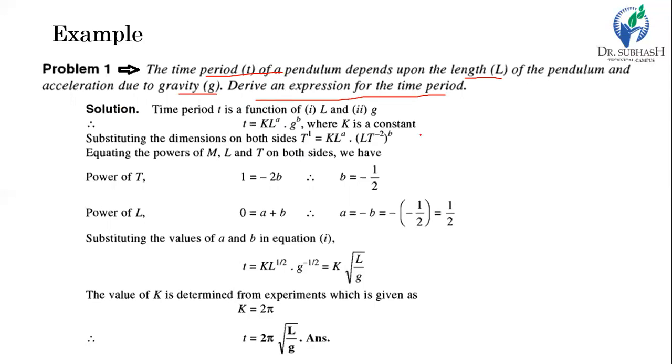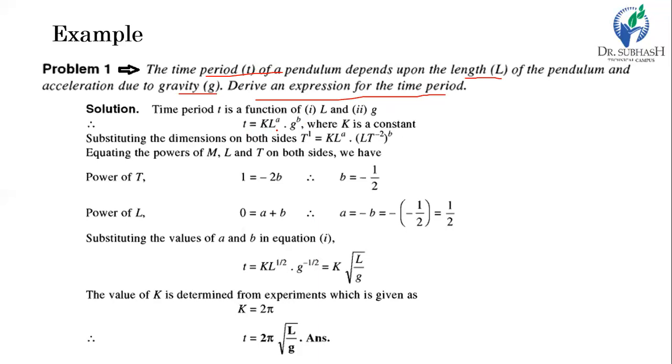We already know the equation of the time period because we studied it in 11th and 12th physics also. But let's understand how the Rayleigh method is used to derive the relation between independent and dependent variables. So time period T is a function of length L and g, the acceleration. As per the definition, we can write T is a function, and here we have taken K as a constant instead of C.